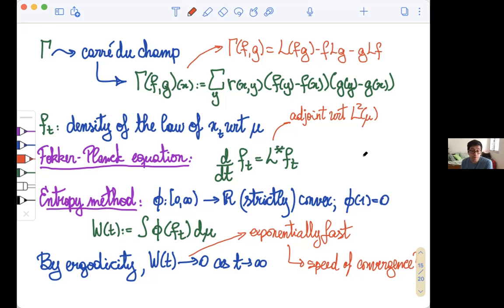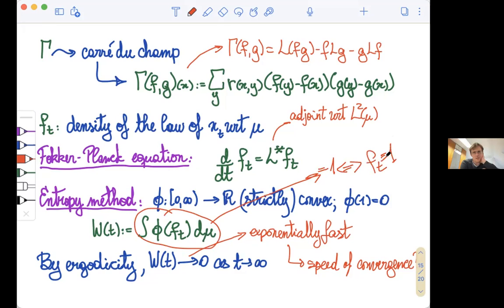Then by Jensen's inequality, this object here is equal to 0 if and only if ft is constant equal to 1. Right? You mean zero? Yes, 0. Of course. Thank you.